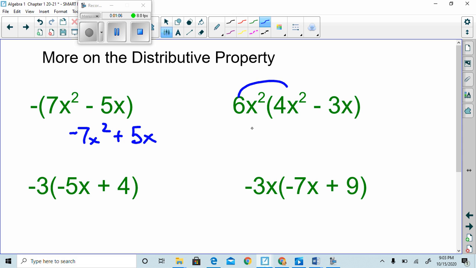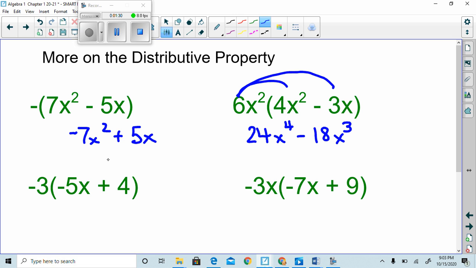Changes the signs. To the right, I'm multiplying by 6x squared. When I multiply the coefficients, I get 24. And x squared times an x squared, you add your exponents, x to the fourth. I now multiply that 6x squared. The key to distributive property is to remember to distribute to both terms. X squared times x is x to the third.